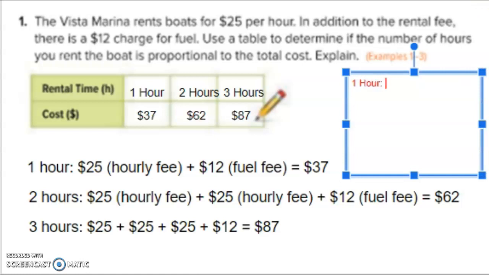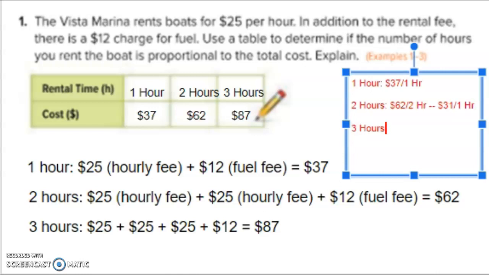We know that the ratio or the fraction would be $37 over 1 hour, because money is always number one, it goes on top. Now for 2 hours, my ratio, again pulling it from the chart, is $62 over 2 hours. And because I can simplify this, remember, we're going to use our unit rate, numerator divided by denominator, I will see that that turns into $31 for every 1 hour.